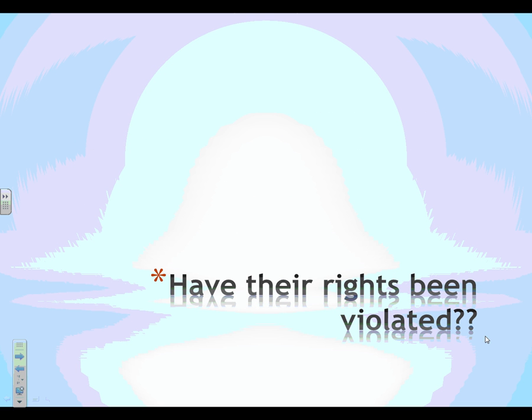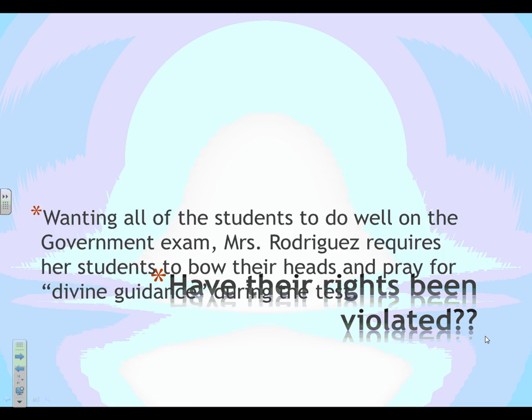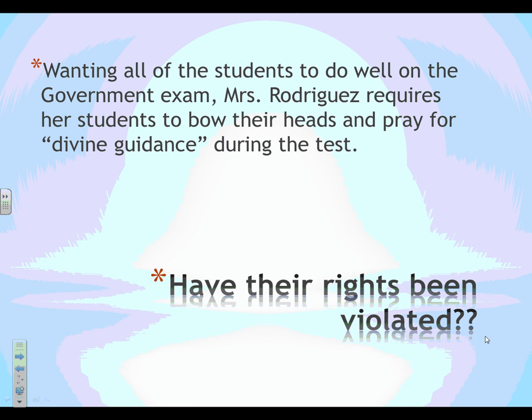Okay, so let's just do a couple of quick scenarios. So if in class, I really am concerned about your progress on this test, and so I pass out the test and I say, all right, everyone, please bow your heads and pray for divine guidance during the test. Would I violate your First Amendment rights? Would that be a violation of the free exercise clause or the establishment clause? The establishment clause. What would I have to do to violate your free exercise right?